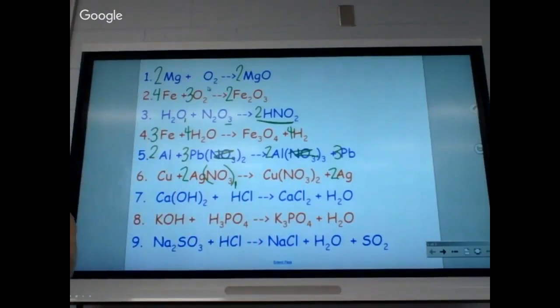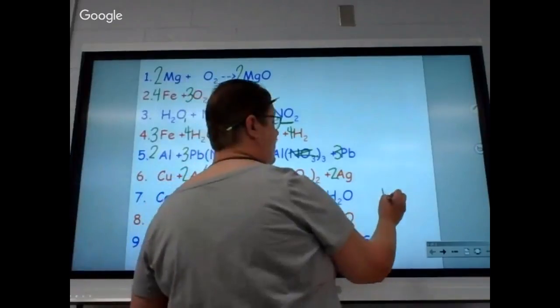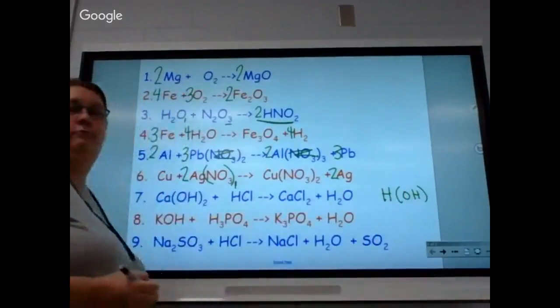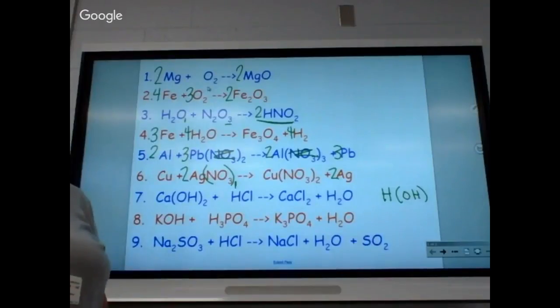This one, now, here's a tip for you. If you really want to be able to use the OH in parentheses, you can write water as HOH. Okay? Water is hydrogen hydroxide. You can write water that way if you prefer to use the parentheses. You don't have to, though. It's just a tip if you like it.